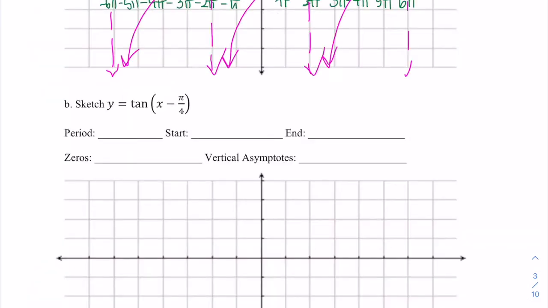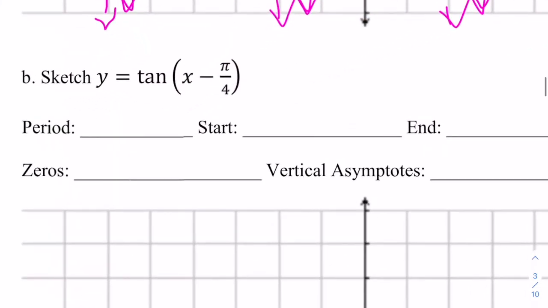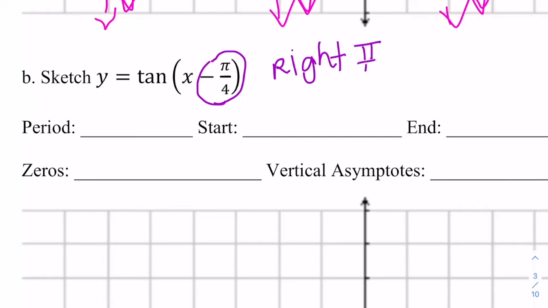Now let's look at the next problem. So for this one, we know that there is definitely going to be a horizontal translation. You can see that C right here. And that's going to move everything to the right, pi over 4. Now the value for B is still 1. So that means the period is still going to be pi.